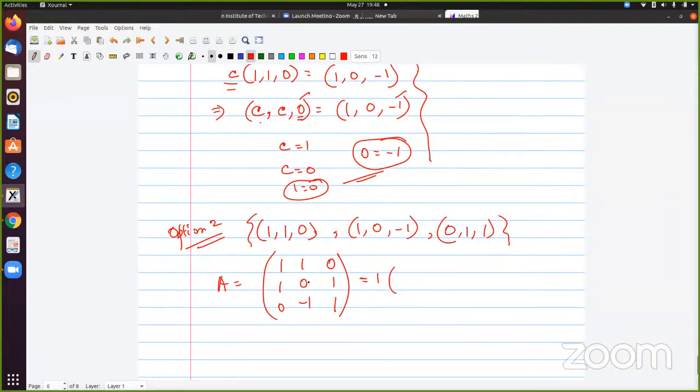So the determinant is zero, so it is linearly dependent. Yes, they are dependent. These vectors are linearly dependent because the determinant is zero. This is 1, 0. This is minus one, this is zero.